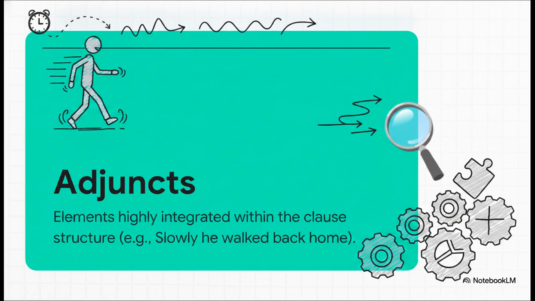First up, adjuncts. These guys are highly integrated right into the core sentence structure. They feed us essential circumstantial info like time, place, or manner. Take a look at the sentence, "Slowly he walked back home." That adjunct, slowly, is a core fundamental piece of the clause's meaning.